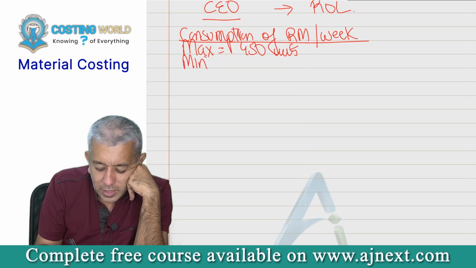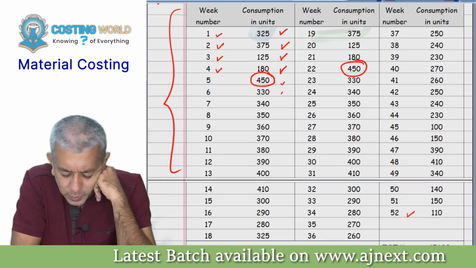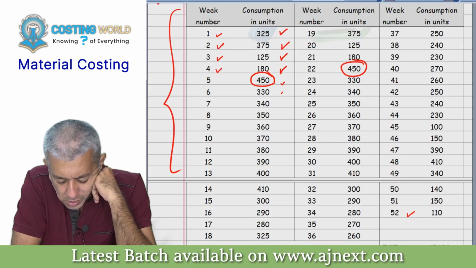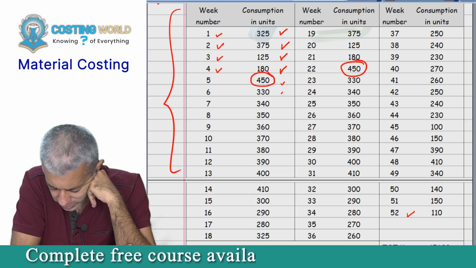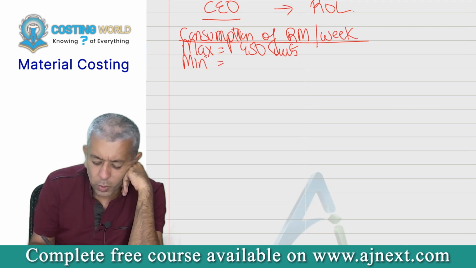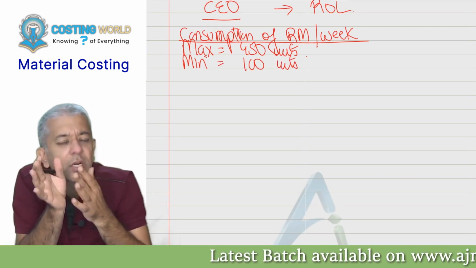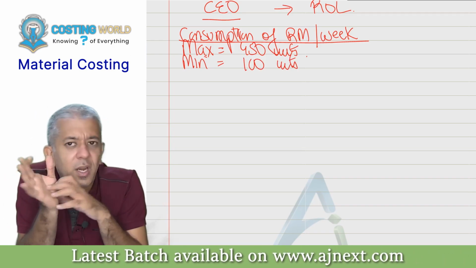Okay. Then in this particular case, minimum. Minimum in this particular case, 110. If 100, somebody can search, then 110 automatically becomes wrong. So 100 over here. I think below 100 it has never ever dipped down. Okay, so therefore can we say your consumption of raw material varies between 100 to 450, no?